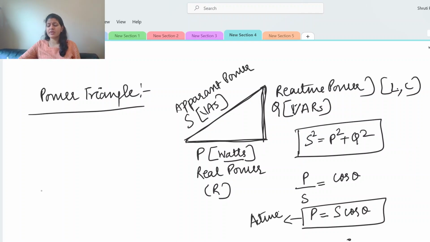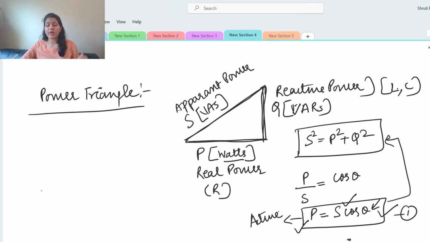And if we square equation 1, and if we square equation 2, P square plus Q square will be at the left hand side. At the right hand side it will be S square, and in bracket it will be cos square theta plus sine square theta, which will be 1. So that way we can get this equation back.